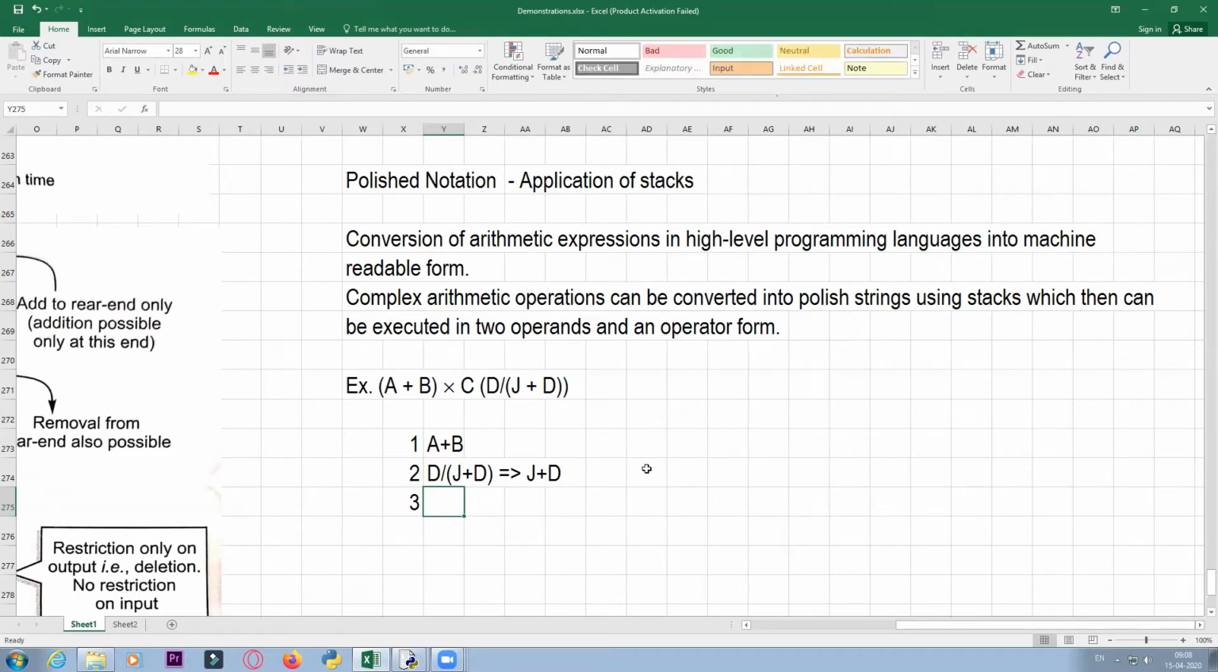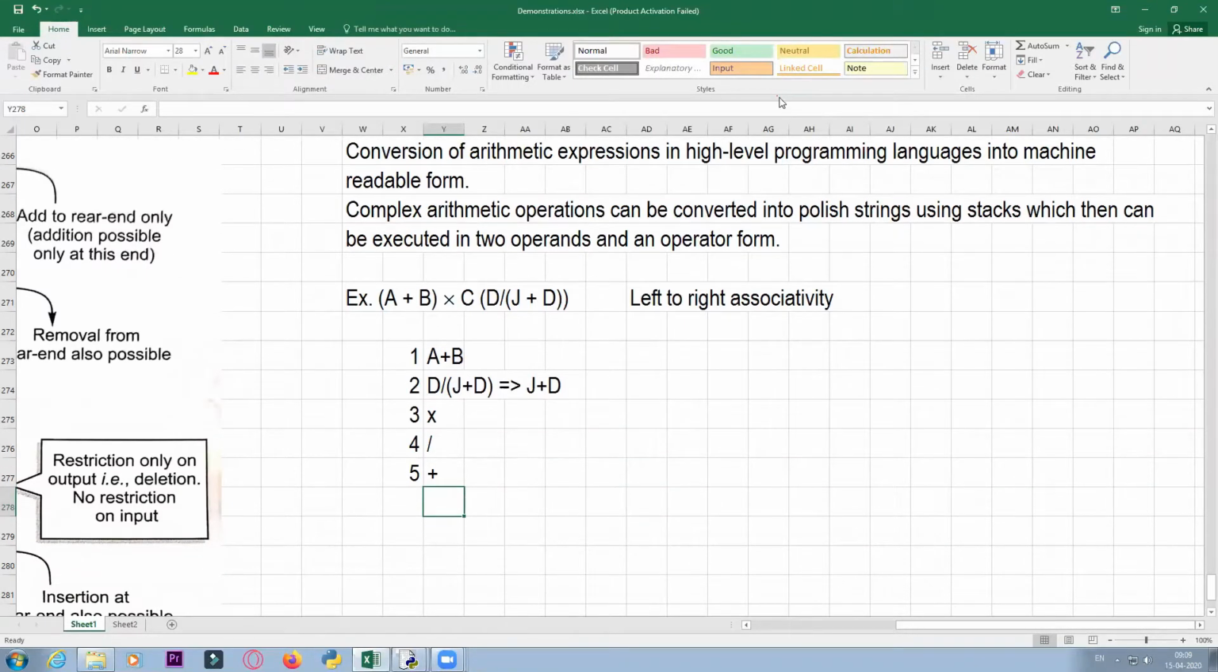Then you'll be first considering the one on the left hand side, using the left to right associativity. In left to right associativity, first you will be solving multiplication, then you will be solving division, and last of all you will be solving plus. So this is going to be your operator precedence. This is how you are going to evaluate.